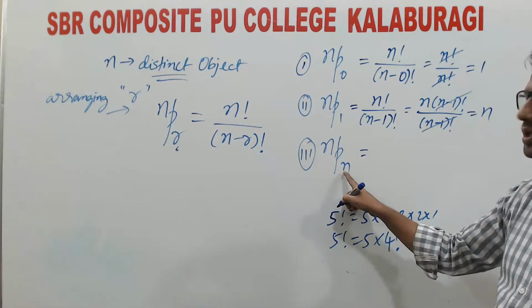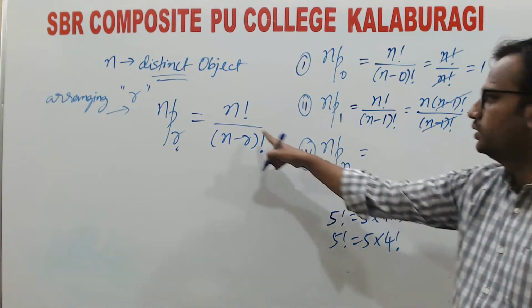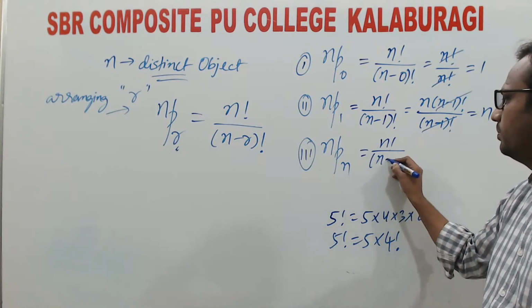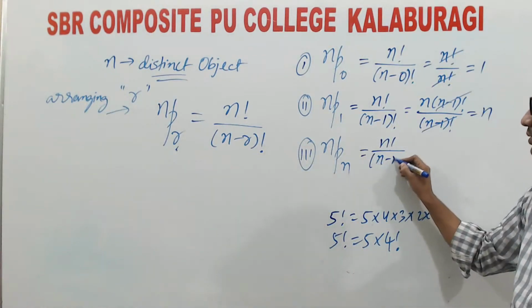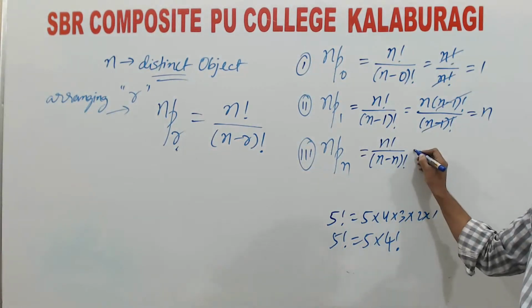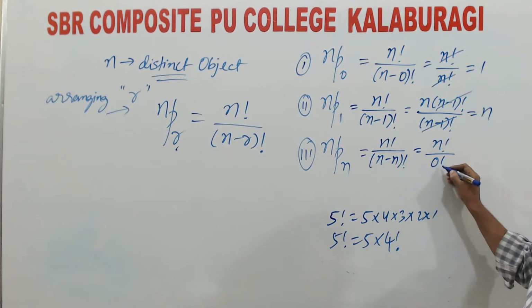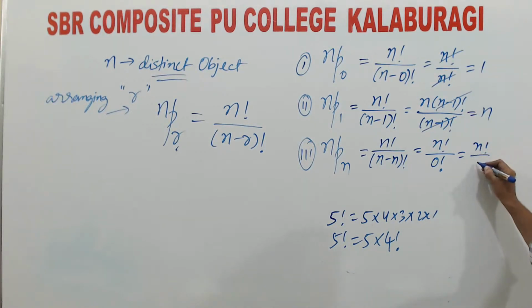Similarly, same thing. You are arranging all n distinct objects out of n distinct objects, nPn. So, substitute in the formula: n factorial divided by n minus r factorial. In the r place, what do we have? N. So, in the r place, I should substitute n. What happens? N factorial divided by n minus n, which is 0. As we know, 0 factorial is 1, right? So n factorial divided by 1 is n factorial.